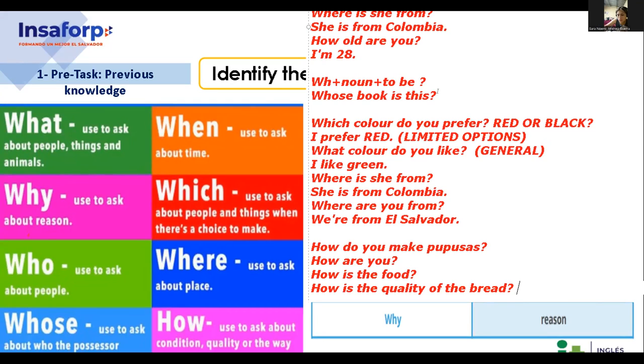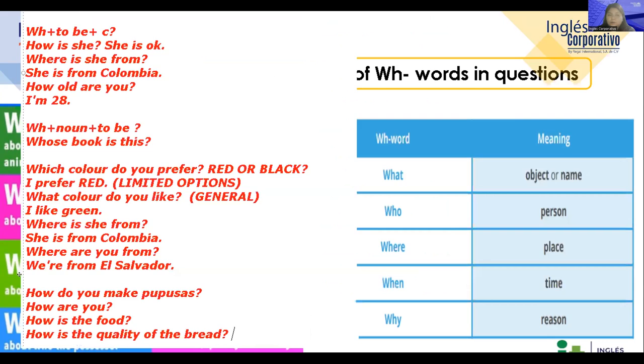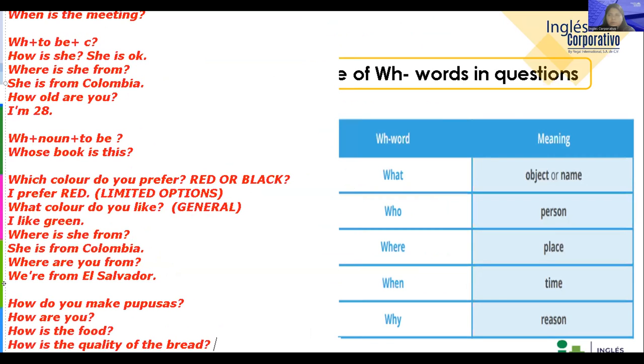Ok. So now, let's continue. Y esta solamente era una pequeña introducción para que ustedes fueran viendo que utilizamos las WH questions con el verbo to be, pero va relacionado, ¿verdad? Los usos del verbo to be. Ok, so now, please help me. Noemi, can you read the WH word and the meaning?